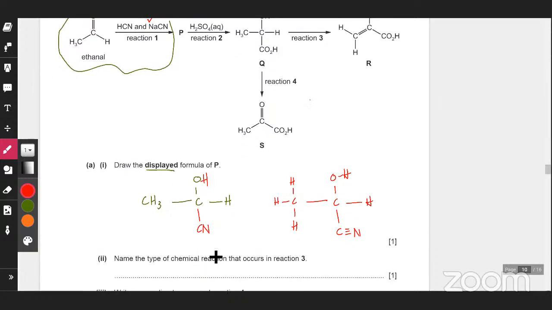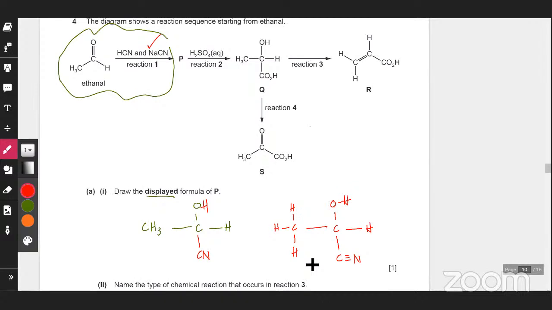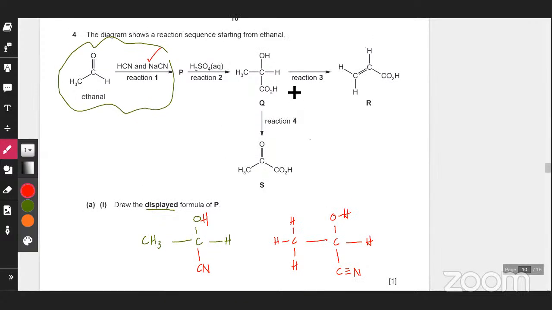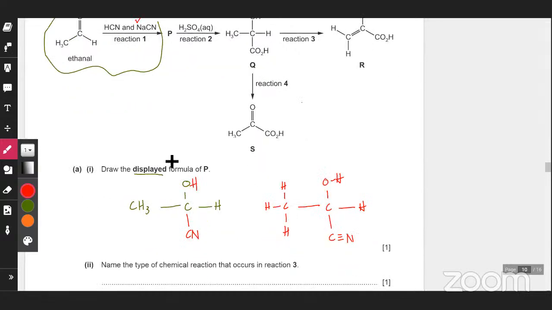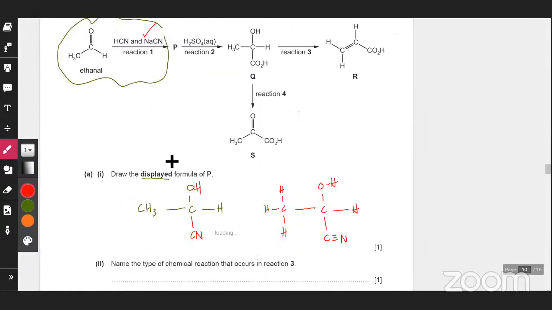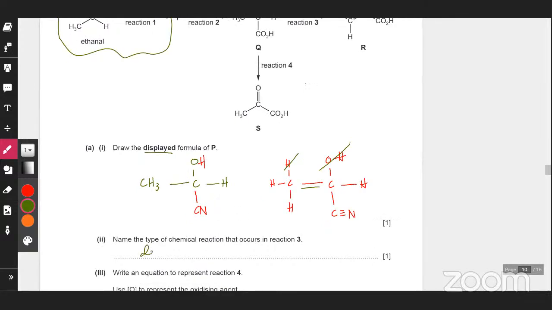And next is name the type of chemical reaction that occurs in reaction number 3. This is known as dehydration. If you look at our reaction number 3, this is another reaction that you study for alcohols. The OH and the H go away and a double bond is reformed. So that's a dehydration reaction. You must have studied this in O levels as well. Or you can also call it an elimination reaction.